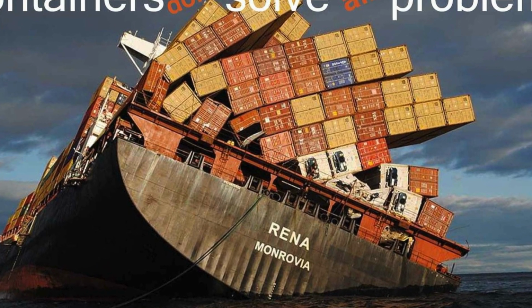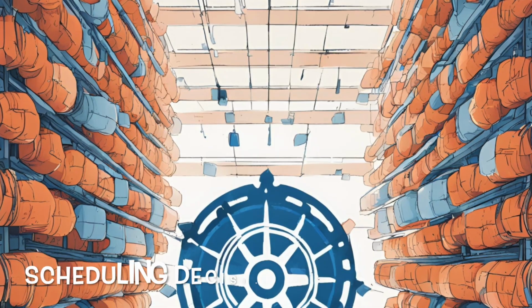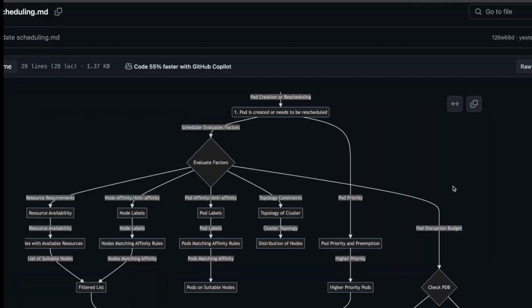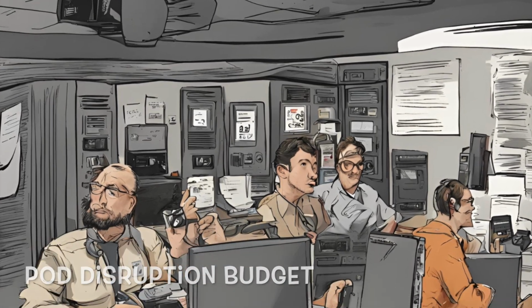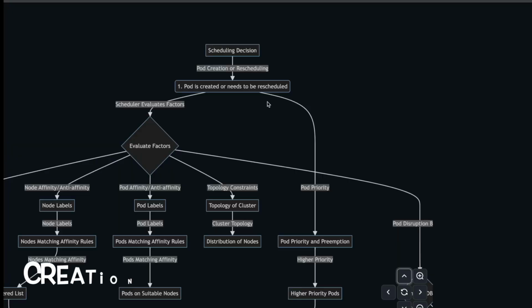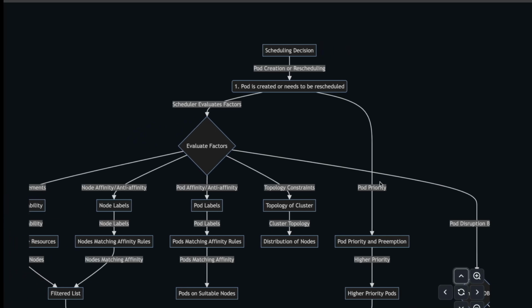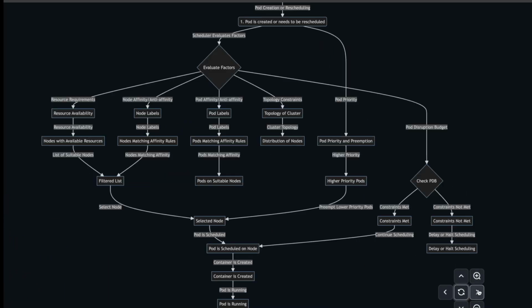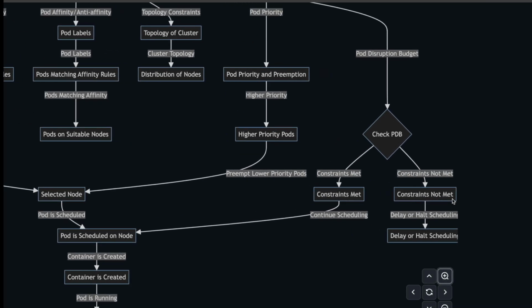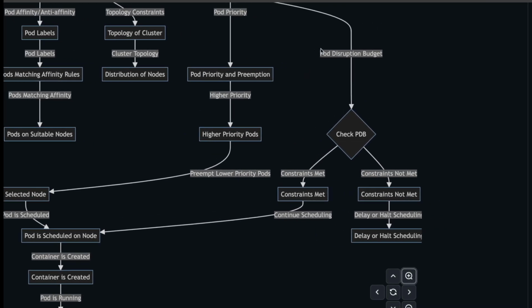And today we are going to cover scheduling decisions. One part of the scheduling decisions, we will be talking around pod disruption budget. So scheduling decision in Kubernetes is pod creation and rescheduling period where it goes through a bunch of evaluation process. From that, we will be talking into one particular scenario or one particular factor here, which is pod disruption budget.